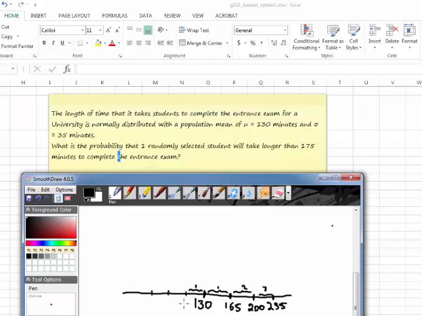So one standard deviation below the mean is going to be 95. Two standard deviations below the mean is going to be 60, and three standard deviations below the mean is going to be, actually, 25 minutes. Since the events are normally distributed, the normal curve will look like this, symmetric on both sides of the mean.